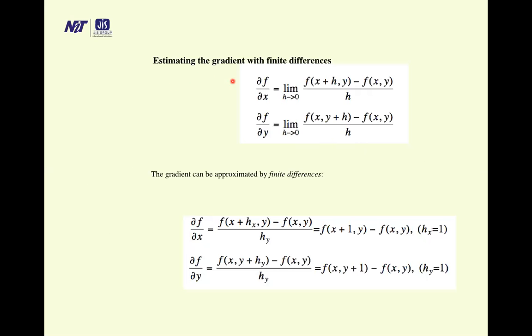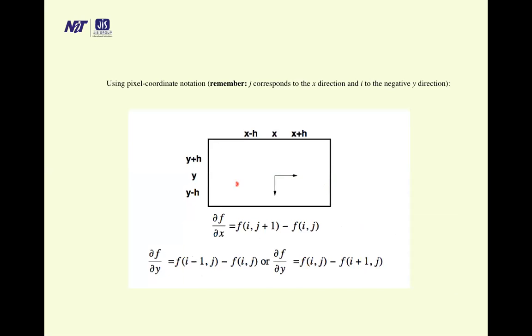So estimating the gradient with finite differences, according to calculus, this is coming. The gradient can be approximated by finite differences by this. This is the calculus approximation, and this is the finite differences. Now this is a notation in the pixel coordinates. This is along the x-axis and along the y-axis.